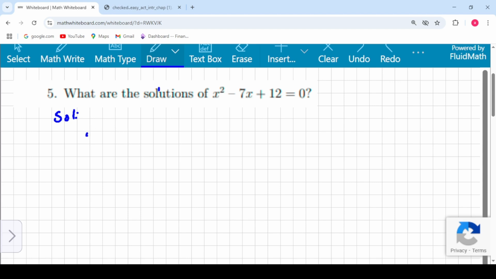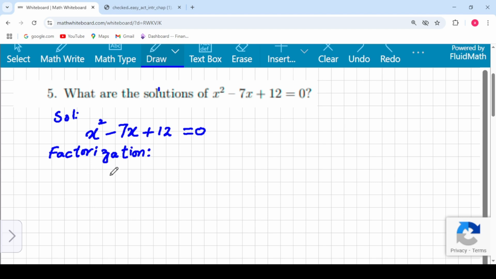We have to solve this quadratic equation, which is x square minus 7x plus 12 equal to 0. There are many methods to solve this quadratic equation, but we will use the method of factorization. We will learn other methods also. There is also a quadratic formula we can use here, but we are using the method of factorization.